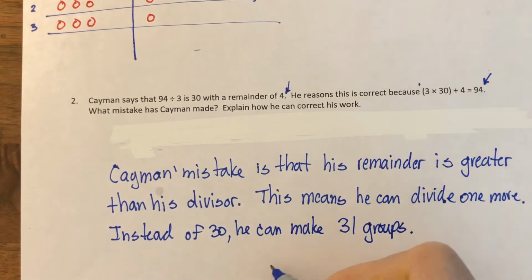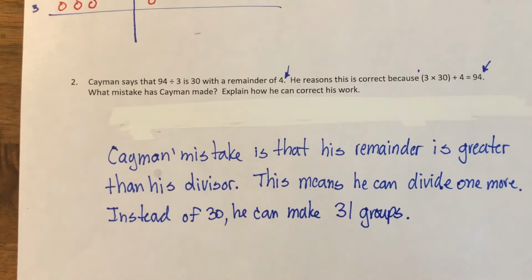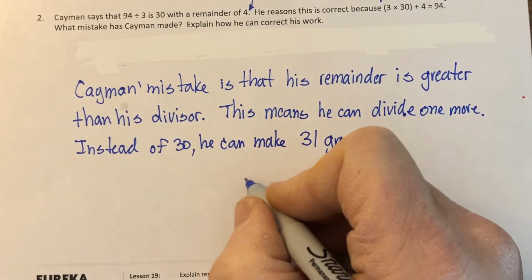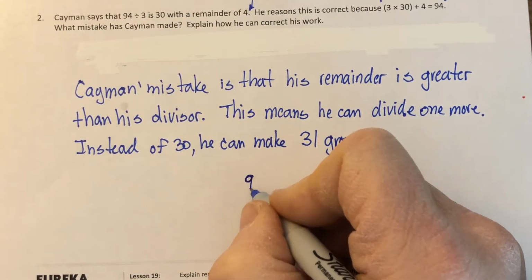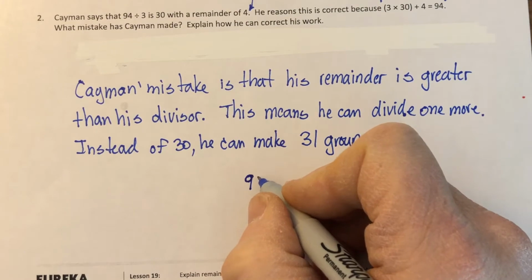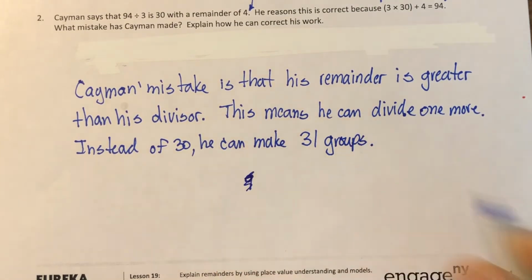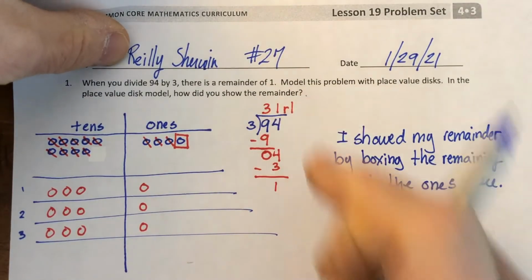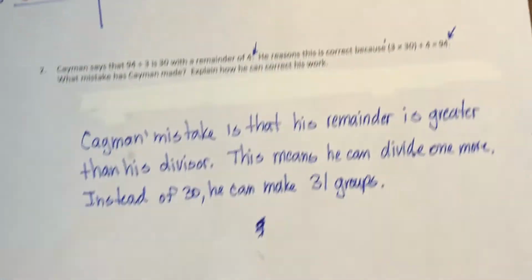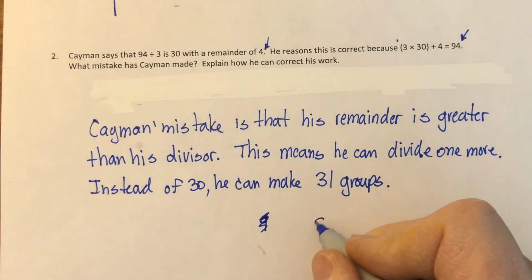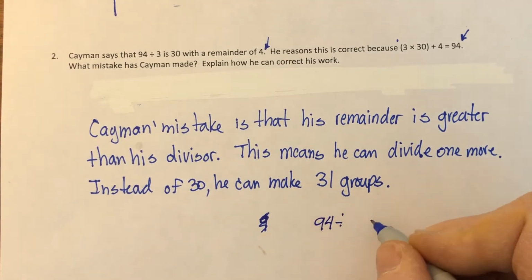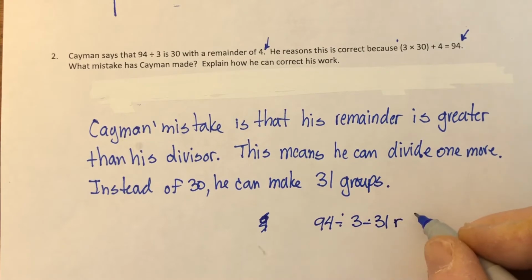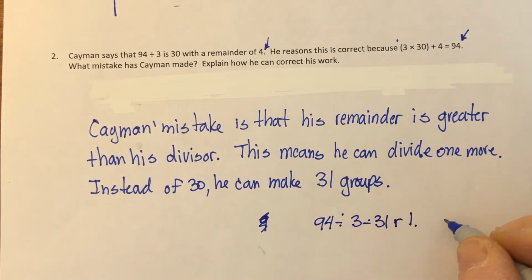Right? Because let's do this math down here. All right, can make 31 groups. So he can do 9, okay. Actually, the work, we'll just do it up here. The work is done right up here, right? You can make 31 groups, not 30, okay? 34 divided by 3 is equal to 31, remainder of 1, period.